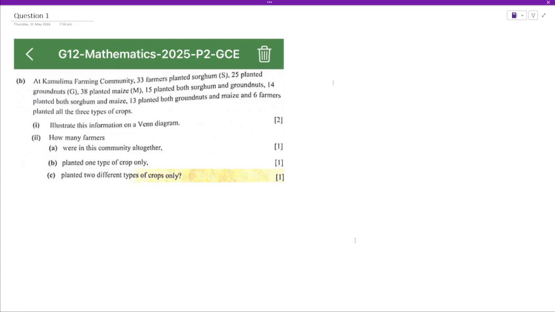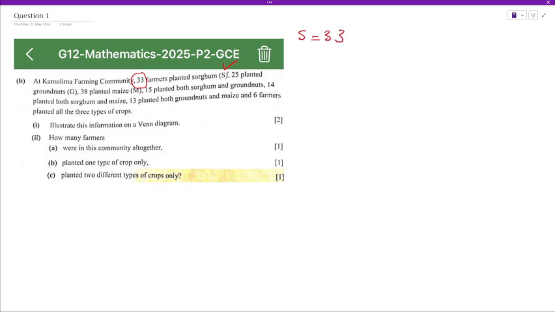is simply extract some useful information that is going to help us come up with a Venn diagram. So we are pulling some information which we are going to use to come up with this Venn diagram. So let us start extracting this information. We're told 33 farmers planted sorghum, represented by S. So we're going to say sorghum is equal to 33.